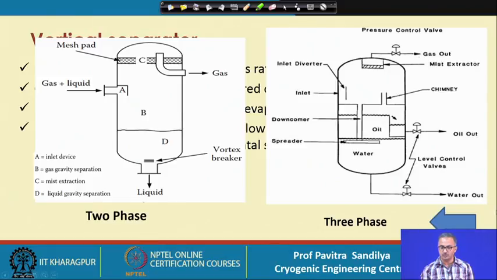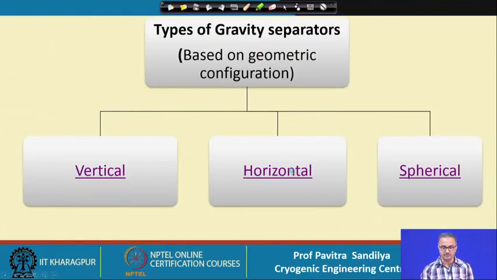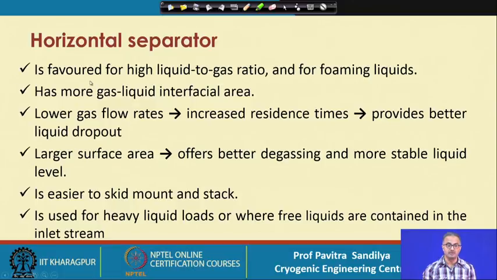After this, what we do, we go to the horizontal separator. These are favored for high liquid to gas ratio, unlike the vertical separators, and for the foaming liquids. They have more gas liquid interfacial area because they are horizontal. They can accommodate lower gas flow rates, and that means they have higher residence time, and if the residence time is increasing, that means it will provide better liquid dropout.